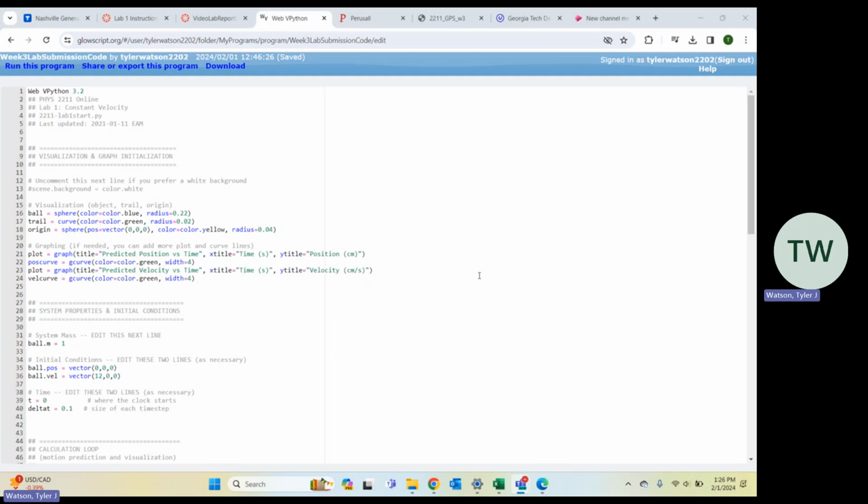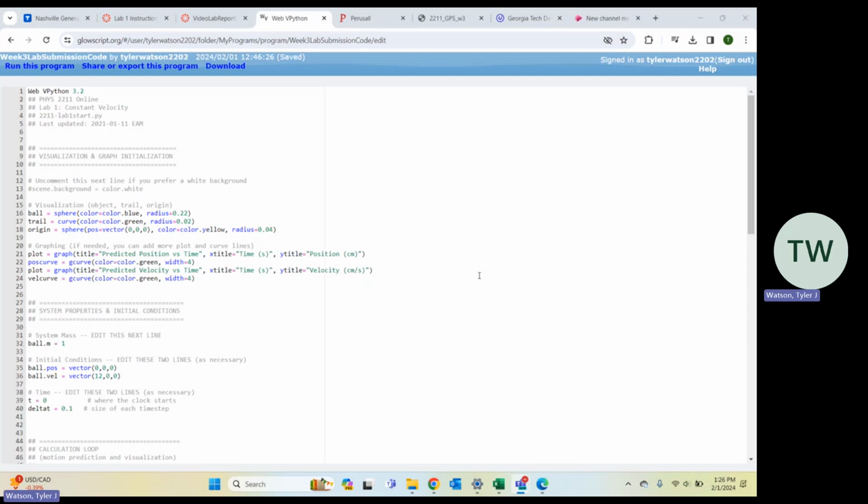Some of the conditions we identified before we started the experiment were that our marker was the system and the surroundings included the table, the gravity, the air resistance, as well as the friction. And all of these forces acting upon the marker caused our observed data to be different than our predicted.